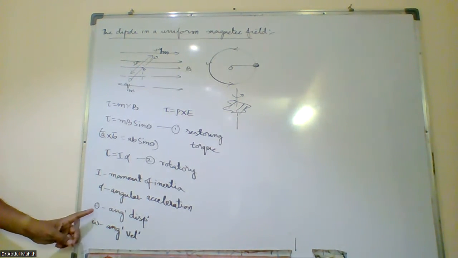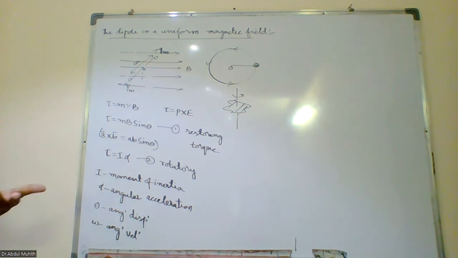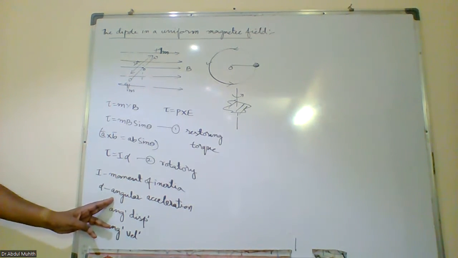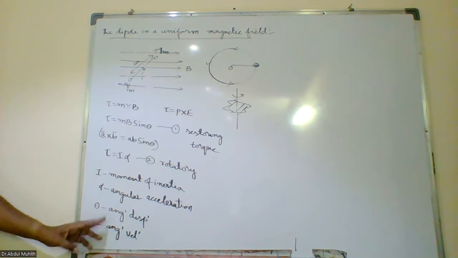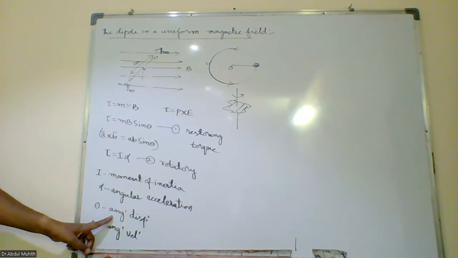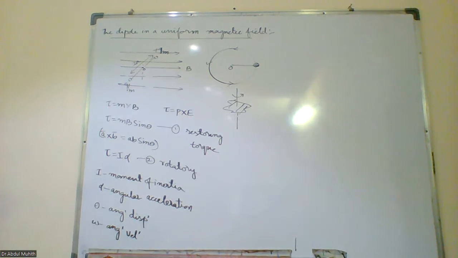Now, what is theta? Angular displacement. Like in linear motion, we have displacement, velocity, acceleration. In the same way, we have angular displacement, angular velocity, angular acceleration. Is that clear? But what is the unit of angular displacement? Can you tell me? Normal displacement, which is distance, is measured in meters.